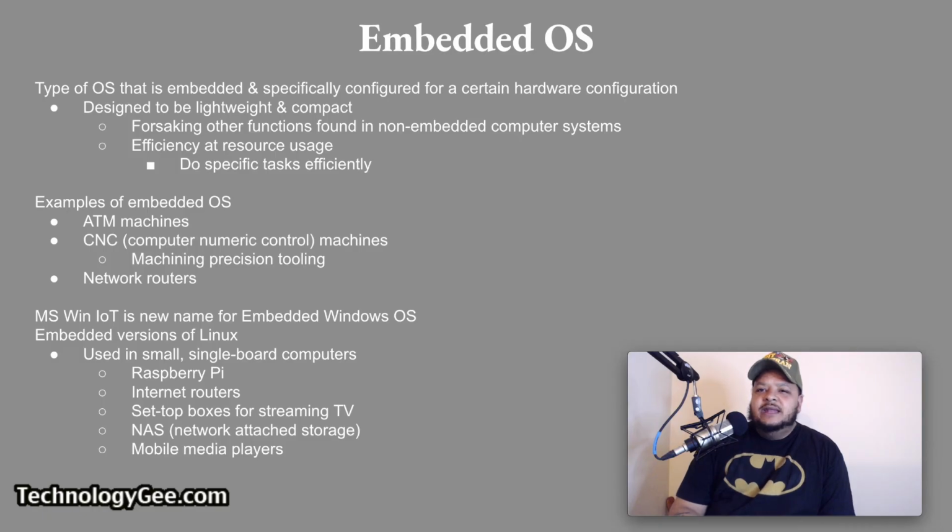Some examples of embedded OS and computer combinations include ATM machines, or CNCs, which are computer numeric control machines for machining, precision tooling, network routers, etc. Microsoft Windows IoT, the Internet of Things, is the new name for its embedded Windows operating systems. Embedded versions of Linux are widely used in small single-board computers such as the Raspberry Pi, internet routers, set-top boxes for streaming TV, network-attached storage, and mobile media players, etc.